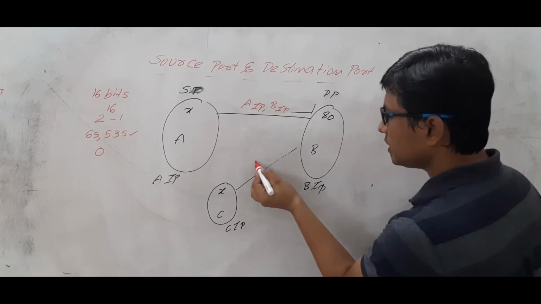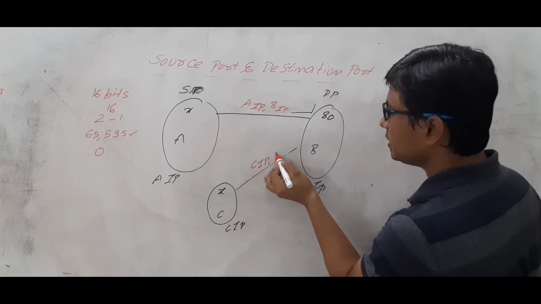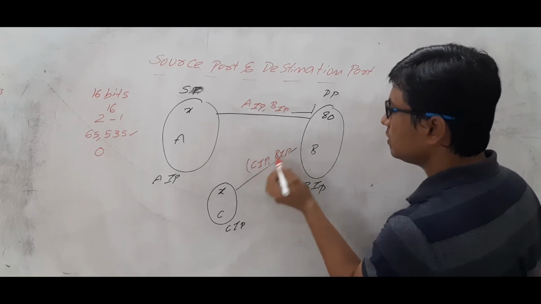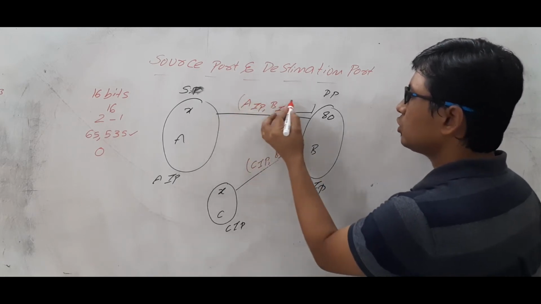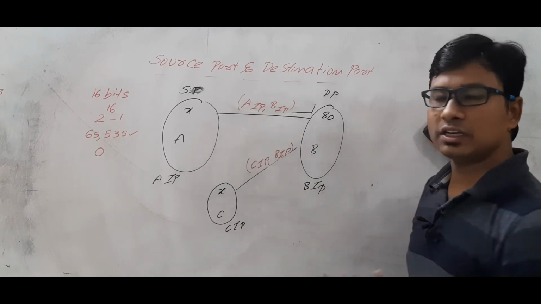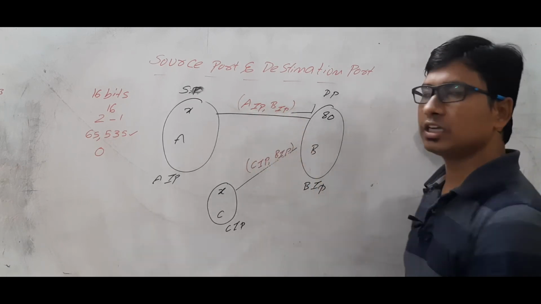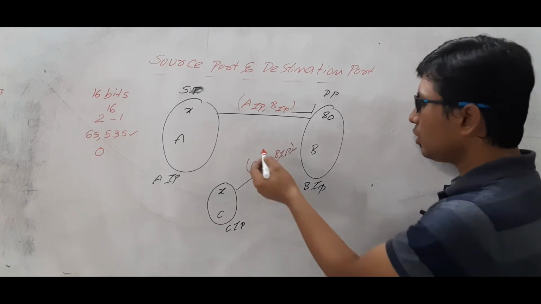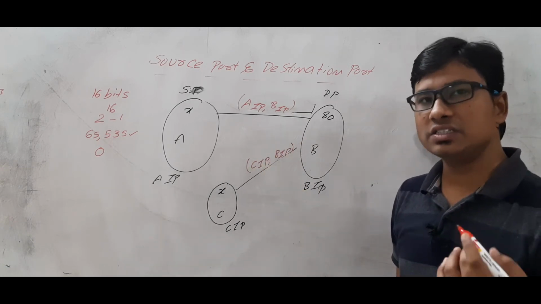Then this one will be source IP address A comma B's IP, which will be 32-bit comma 32-bit, because with IPv4 the source IP address will be a 32-bit number and the destination IP address will be a 32-bit number. Now the problem is solved. But what is the actual problem?